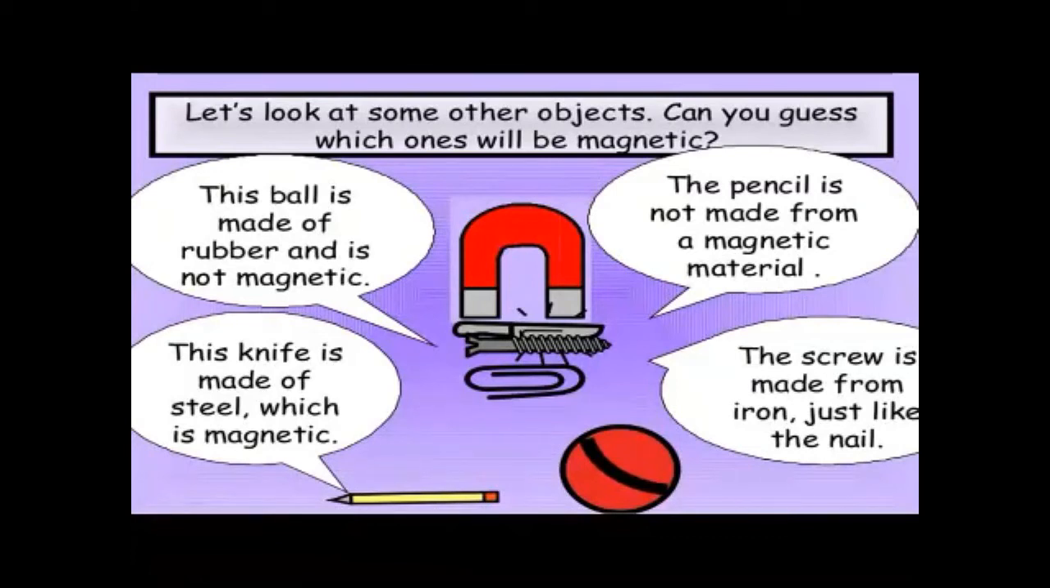Okay students, what about this ball? Can it be easily attracted by a magnet or not? It cannot be attracted by a magnet. Why? Because this ball is made of rubber and is not magnetic. As I told you, rubber is not a magnetic material. Rubber is a non-magnetic material. Have you got it? Okay, students, take a screenshot. Okay, this is about magnetic and non-magnetic materials.